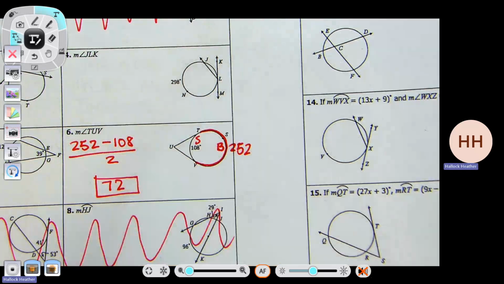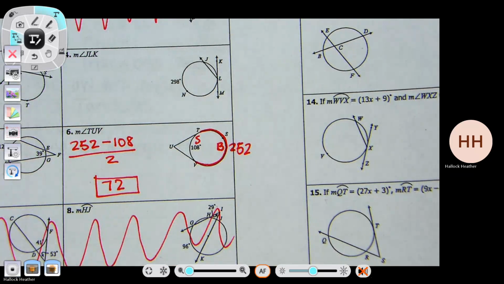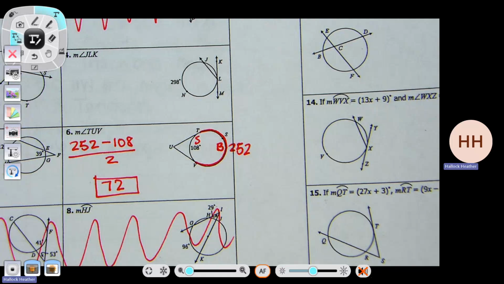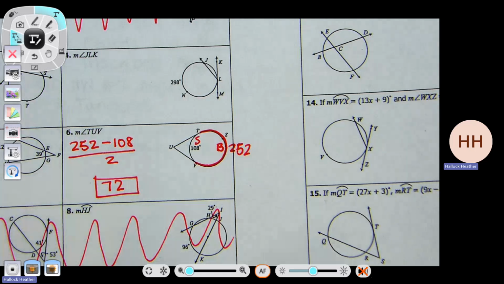Can we pick a harder one? No. Let's go to 14. 14. That's a hard one. The ones towards the bottom are the harder ones. Okay, so let's go to 14.